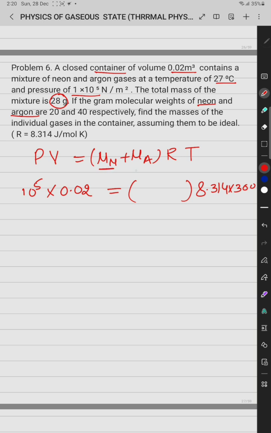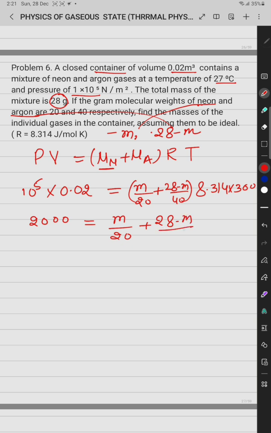And the number of moles of neon: suppose the mass of the neon gas is M, then the mass of the argon gas, total mass is 28, so it is 28 minus M. The mass of neon, suppose M, then argon is 28 minus M. Now the number of moles of neon is M divided by its molecular weight, and argon 28 minus M divided by its molecular weight. The molecular weight of neon is 20, and argon is 40. Now it is 2 into 10 raised to power 3, 2000 is equal to M by 20 plus 28 minus M by 40.